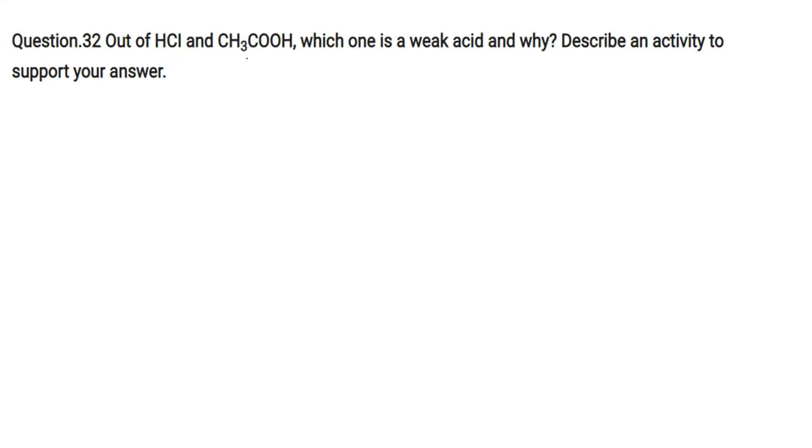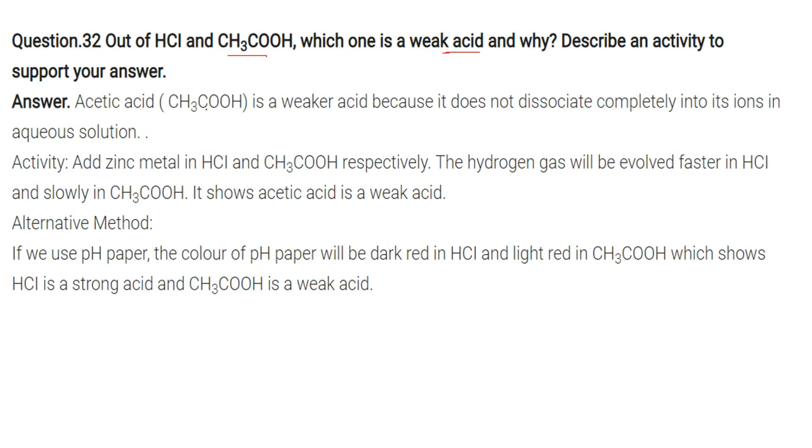Out of HCl and CH3COOH, which one is a weak acid and why? Describe an activity to support your answer. So acetic acid, CH3COOH, is the weaker acid. Why? Because it does not dissociate completely into ions in aqueous solution.